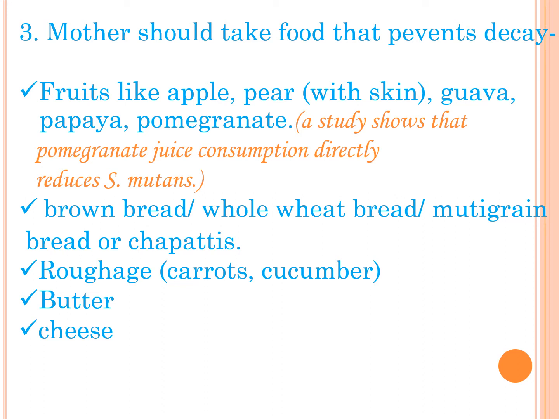First is fruit, especially fruits which have skin on them. You're supposed to take apples and pears with their skin on, because that helps in rubbing and cleaning the tooth surface. In studies, it's also been seen that direct consumption of pomegranate juice has been shown to reduce the number of S mutans, largely the causative agent of cavity formation. Then you're supposed to take whole wheat, brown breads and multigrain breads, because they are not that sticky. Then take lots of roughage, butter and cheese. Butter and cheese specifically make your tooth surface slippery, and that makes it difficult for the bacteria to adhere to the tooth surface.